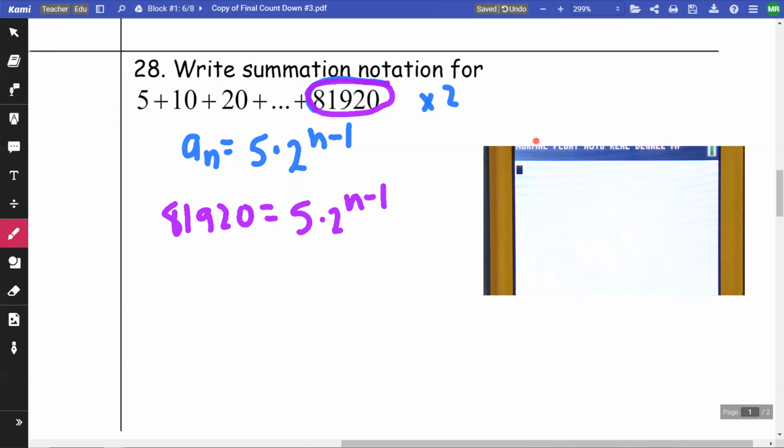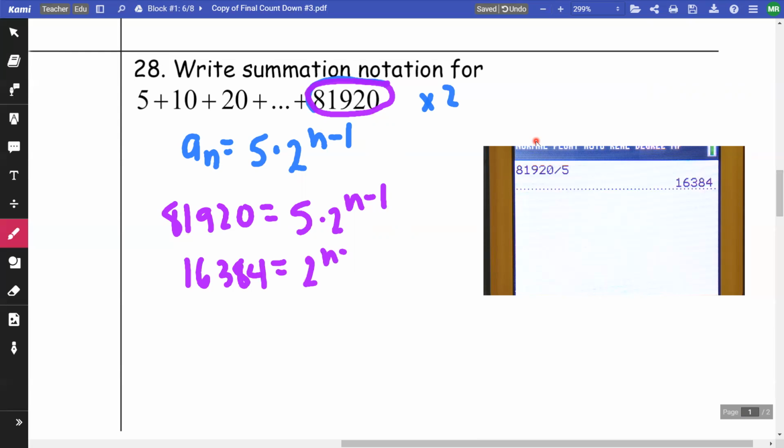So I am going to divide both sides by 5. So 81920 divided by 5 is going to give me 16384 is equal to 2 to the n minus 1.